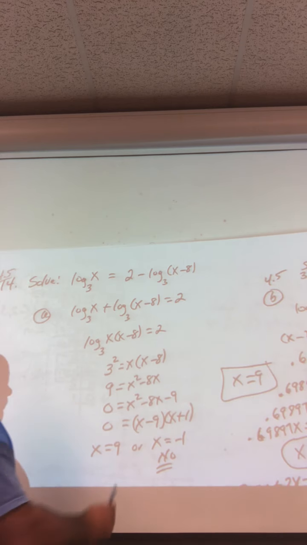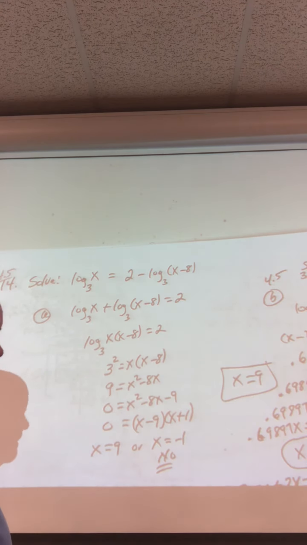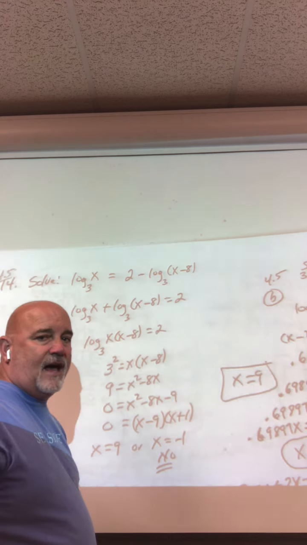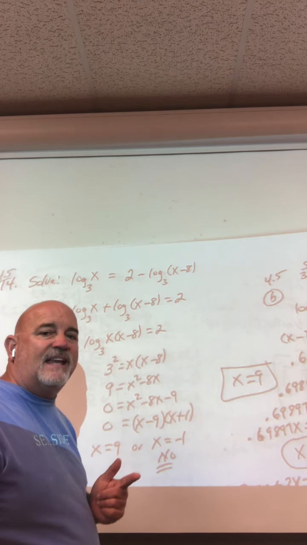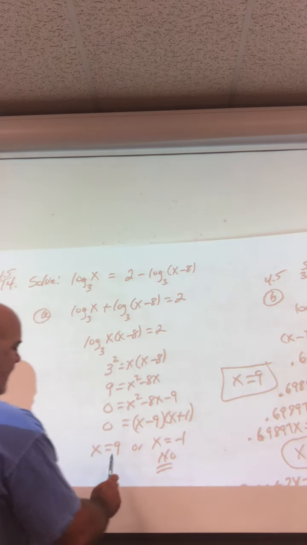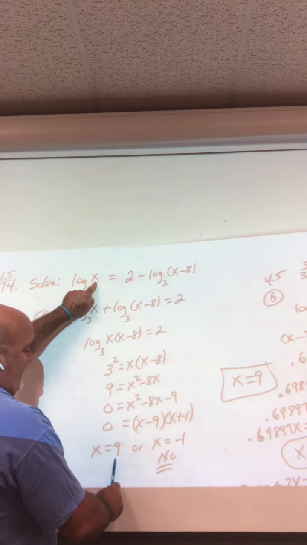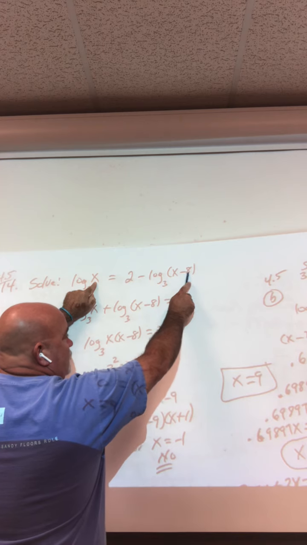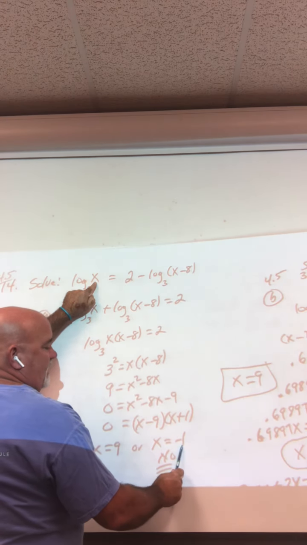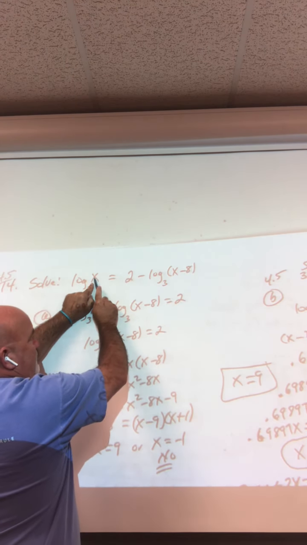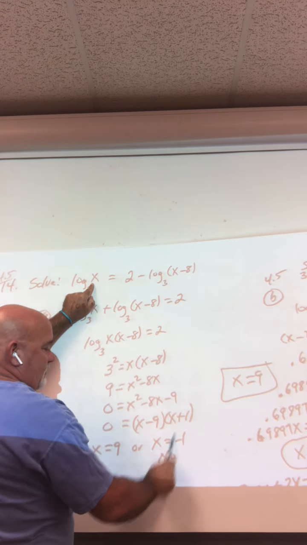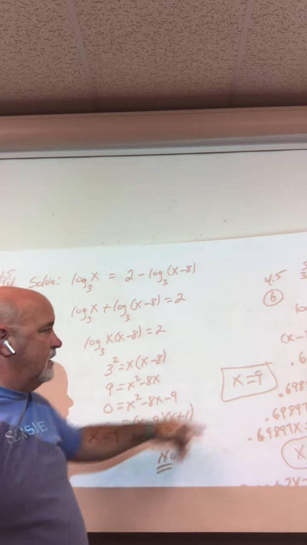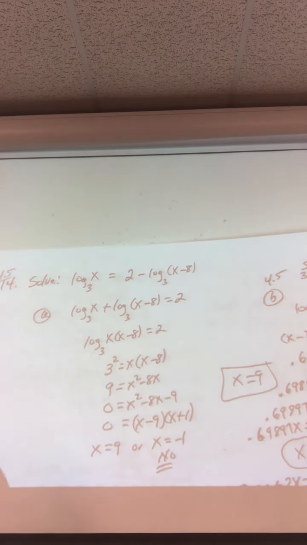However, remember the fourth step says, make sure the answer you find doesn't make your argument or base be negative. If you let x be 9, that's okay. And 9 minus 8 is 1. That's okay. But let x be negative 1. Then that puts a negative 1 right here, and your argument can't be negative. So we have to rule that one out. So this one only has one answer, and that's 9.